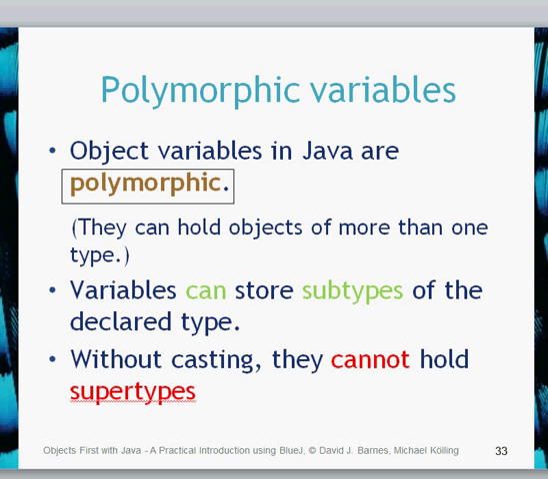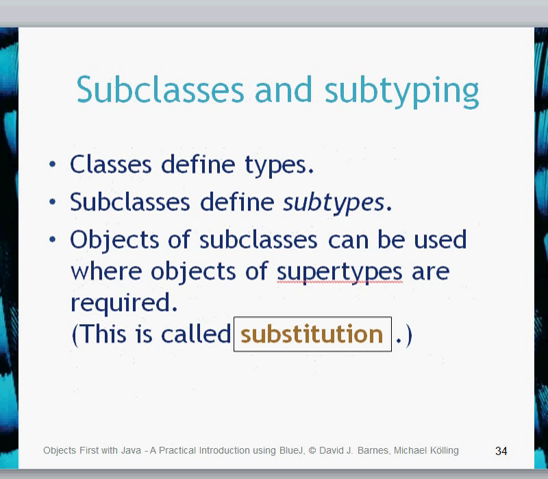Object variables in Java are polymorphic, so that means that they can hold objects of more than one type. Variables can store subtypes of the declared type. So in our project, when we're looking at posts and message posts, this means that if we create a variable of type post, then we can store a message post in that variable. Without casting, which we'll look at in a minute, you can't hold a supertype. So if you create a variable of type message post, you cannot hold a type post in that variable. So let's have a look at this a little bit further.